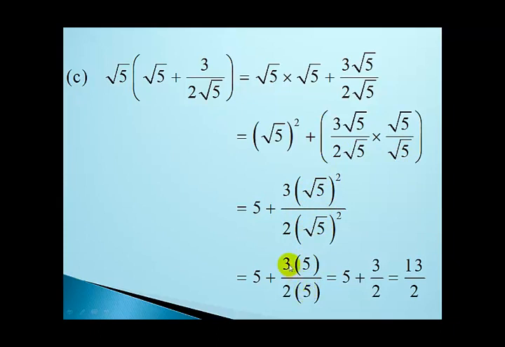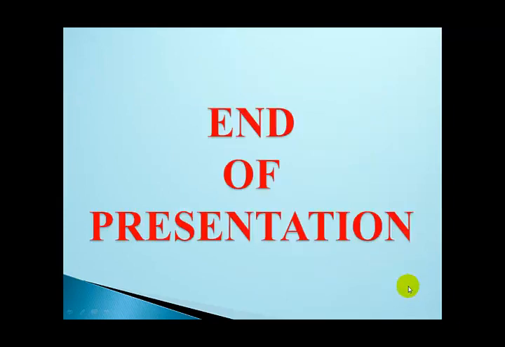And so 3 times 5 will give us 15, and 2 times 5 will give us 10. It's either you multiply 3 by 5 and divide by 2 by 5, or 5 cancels 5 and you are left with 3 over 2. Now 3 over 2 plus 5 will be equal to 13 divided by 2. This is the end of our presentation on surds.